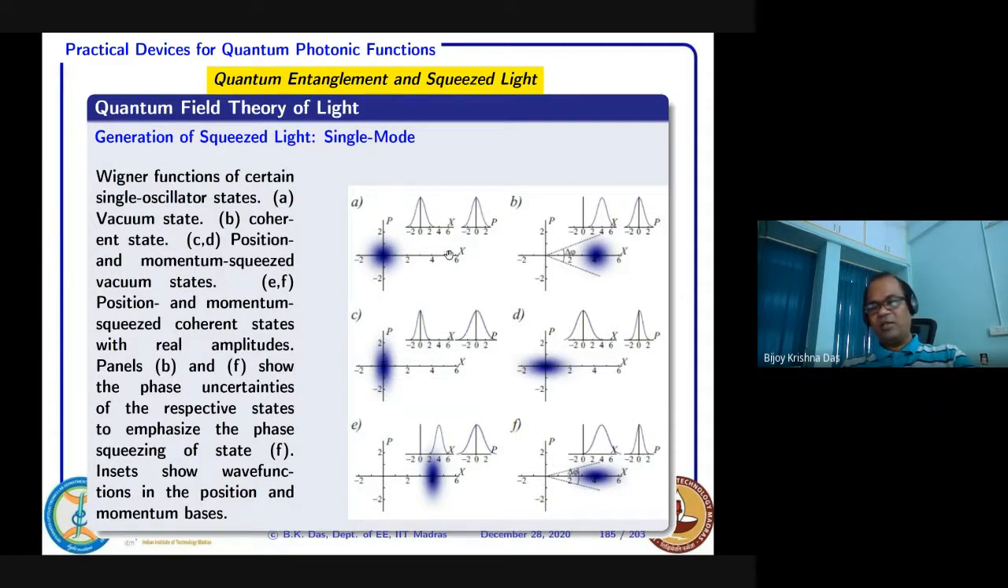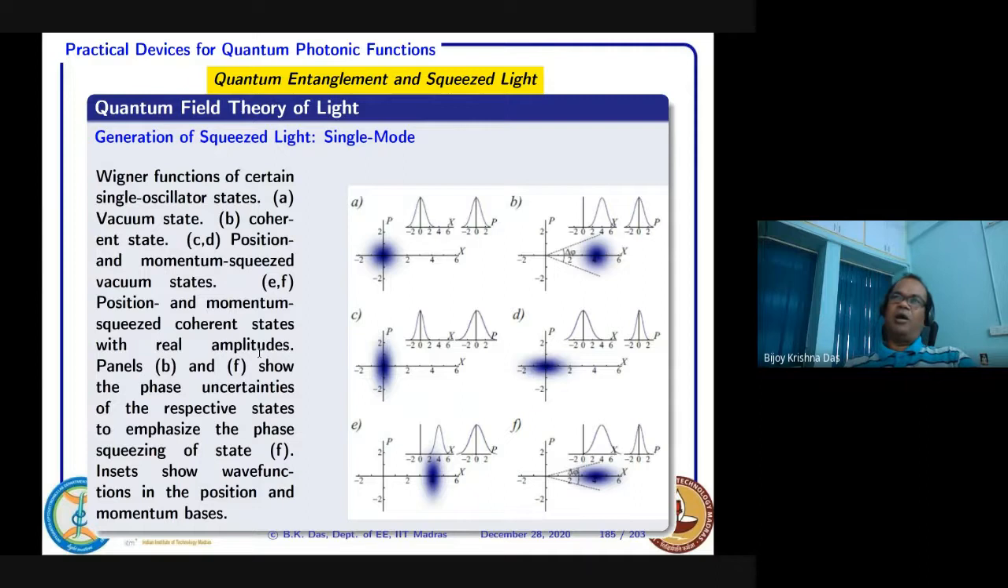And one thing is that when you are squeezing, then you see position. That means whenever this inset, if you see this is the inset you are taking, that is actually the X direction, and this is the momentum direction. The momentum direction is a little bit spread, and the X direction is actually squeezed. So it is the other way around here. So this is just showing the profile of how the squeezed states look.